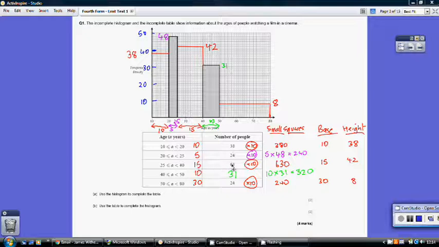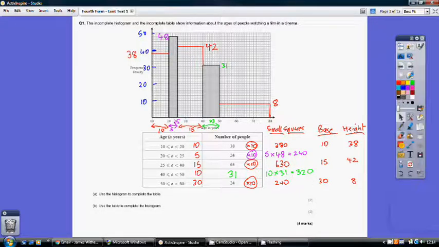Here, with this third bar, we've got 63 people, so 630 small squares. A base of 15, 630 divided by 15 gives us a height of 42. And this final bar here, 24 people multiplied by 10, that's 240 small squares. Divide by a base length of 30 gives us a height of 8. And then finally we just have to fill in this gap here. So how many small squares have we got? Well, a base of 10, a height of 31, so that's 310 small squares. Sorry, that's an error there. That should say 310, not 320. So 310 small squares. It's got a base of 10, so a height of 31.